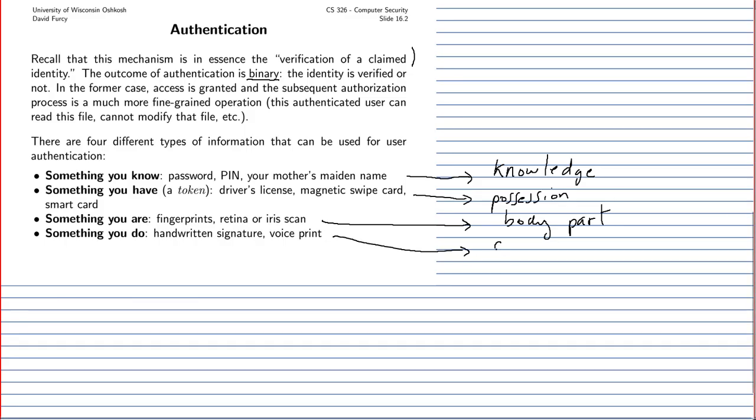And then finally, there is something you do. These are your actions or your behaviors. For example, a handwritten signature, a pattern in your vocal cords or a voice print, and so on and so forth. We'll talk about these in upcoming lectures, and maybe even starting at the end of this lecture. But in this lecture, we're going to focus on passwords.